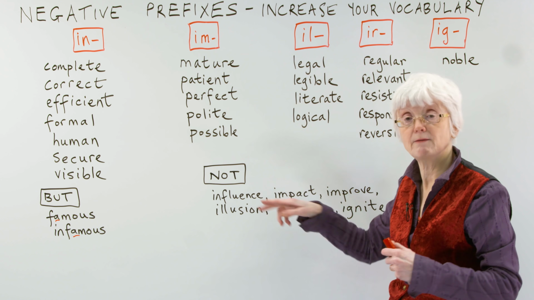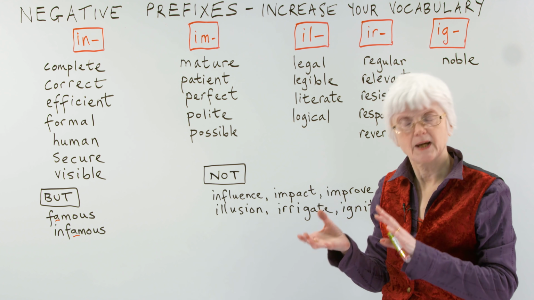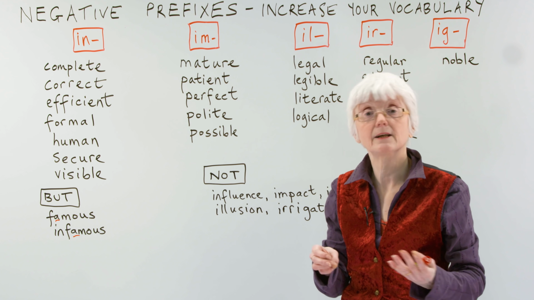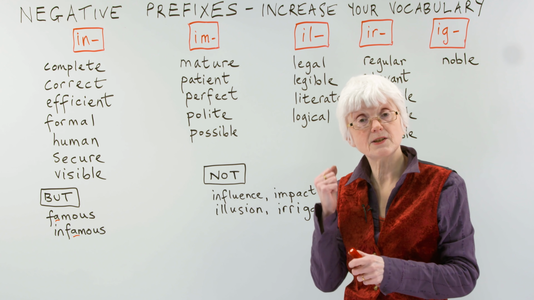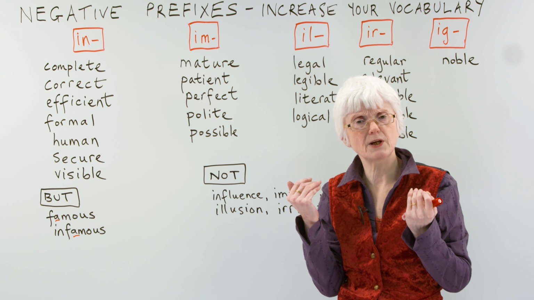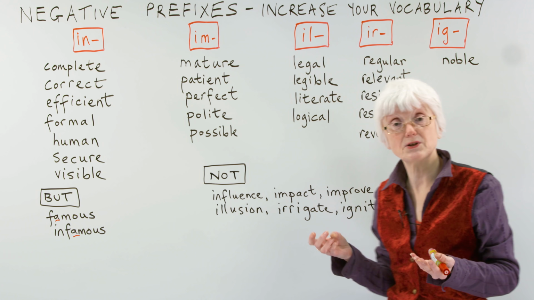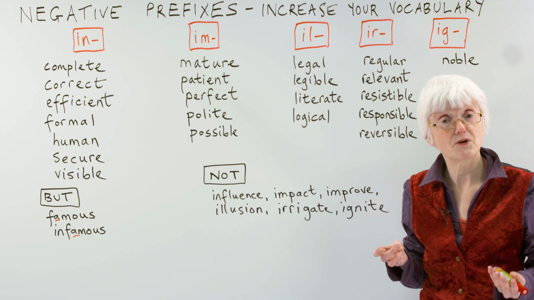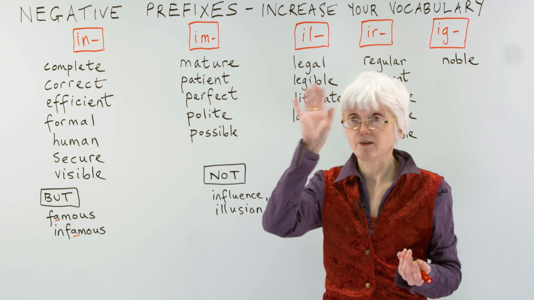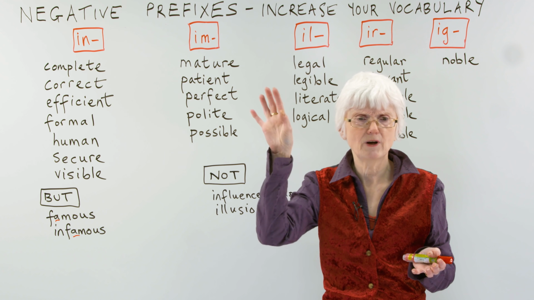Okay, so to influence is to get somebody to sort of believe what you think, or to get them to do something. Impact is if you have an impact on somebody, they take notice of something that you've done. Improve is what I hope you're trying to do all the time with your English. Improve your English, so I'm sure you know that word. Illusion is when you imagine you've seen something, but it's an illusion. It's not really there.